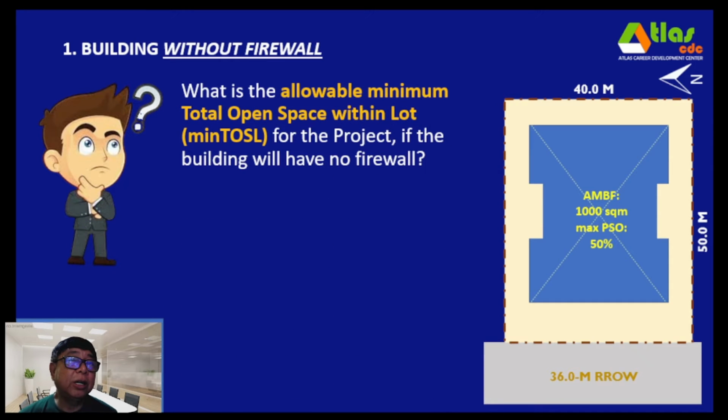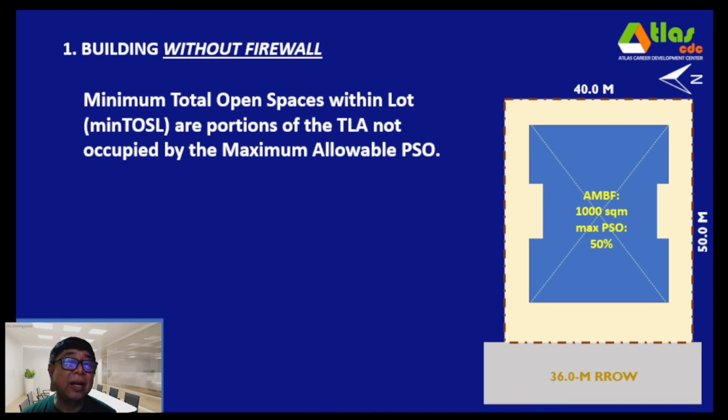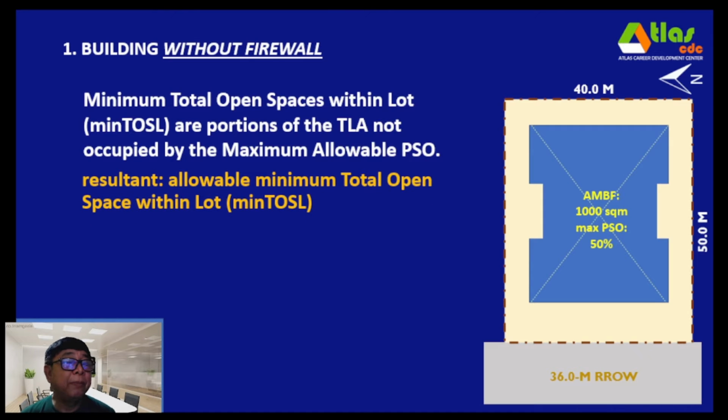So if we are going to determine what is the allowable minimum total open space within lot, or minimum TOSL, for the project if the building will have no firewall, then basically the first thing we will do is get the minimum total open space within lot, which will be the part of the lot or the TLA not occupied by the maximum allowable PSO. So this means the remaining portion after you deduct the AMBF and the maximum PSO most stringent from the TLA will result in the allowable minimum total open space within lot.